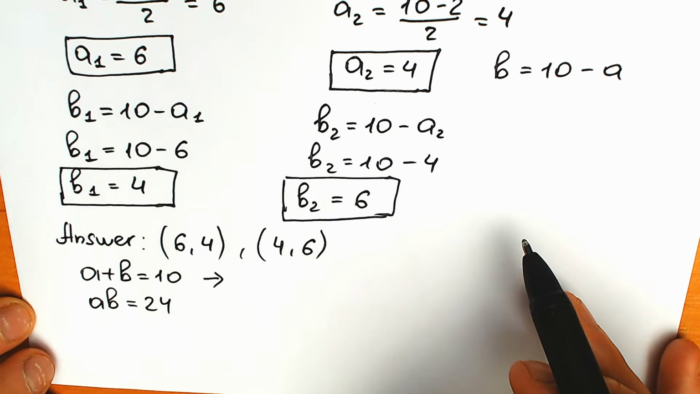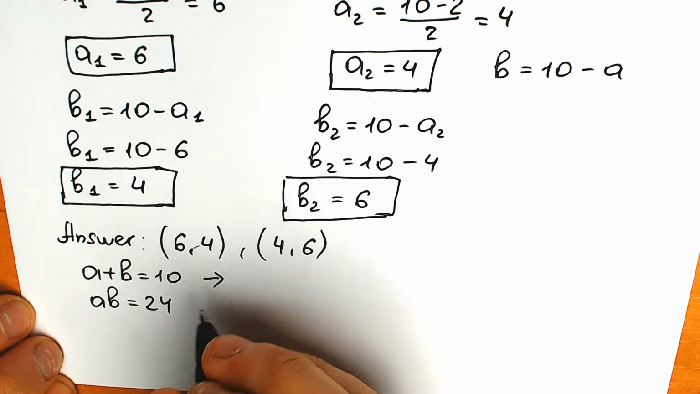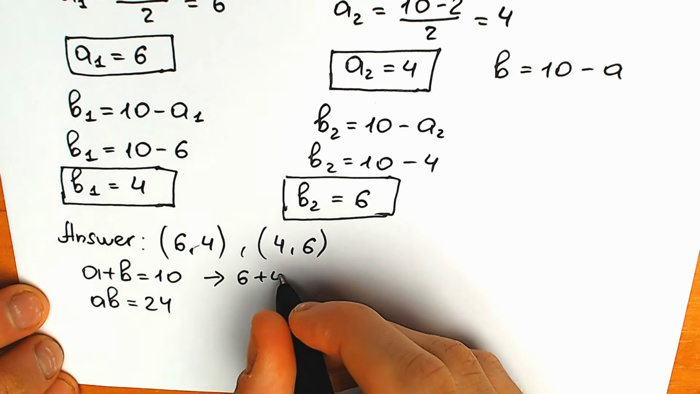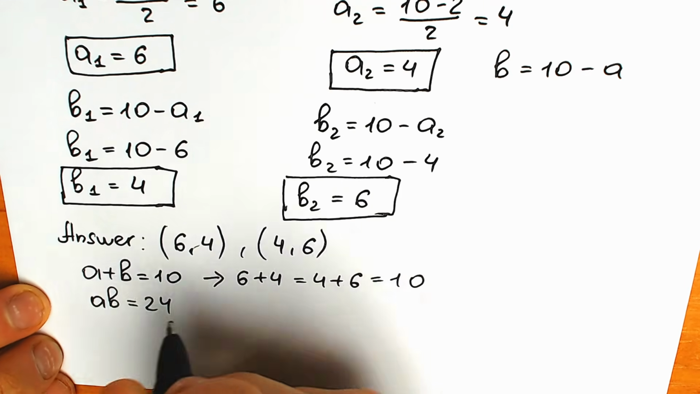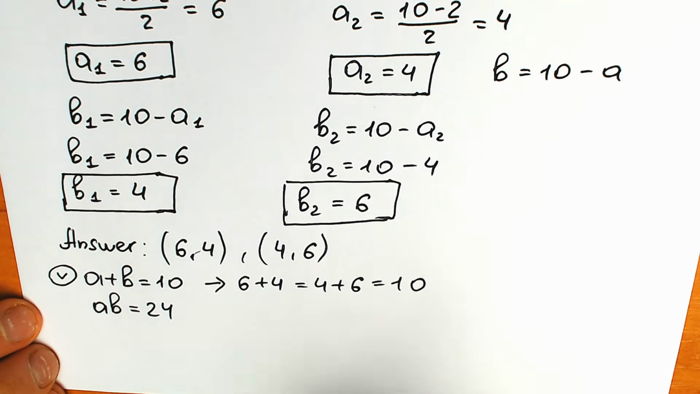We need to check only one of these, because in terms of addition, a plus b is the same as b plus a. So 6 plus 4 is the same as 4 plus 6, which is equal to 10. So addition works perfectly.